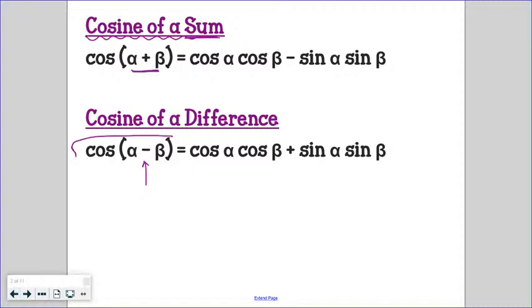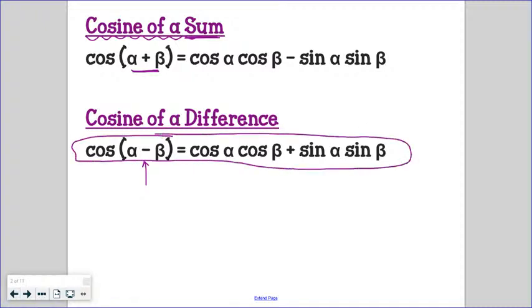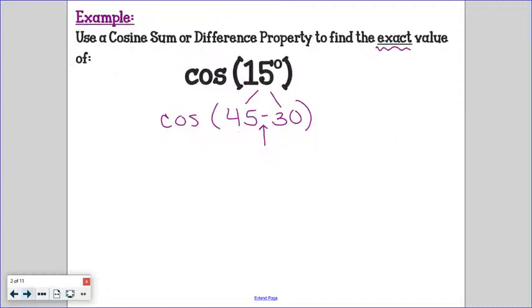That would be this one right here, cosine of a difference. We subtracted 45 minus 30. So we will break this into, here's my alpha, here's my beta from that formula right there. So it'll be the cosine of the first times the cosine of the second. I'm just filling in from the formula on the last page, plus sine of the first times sine of the second.